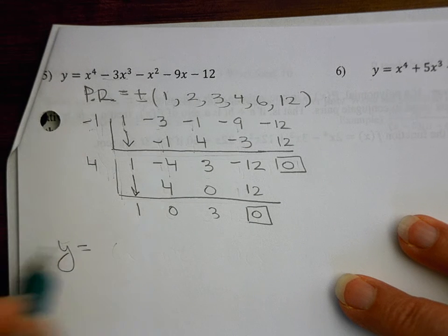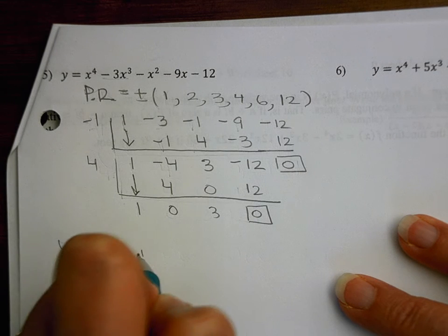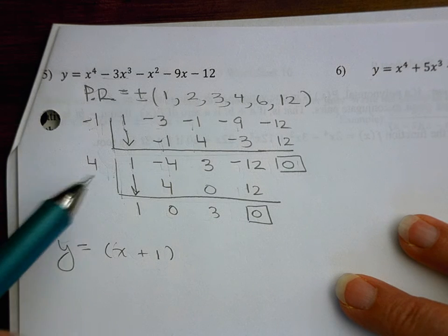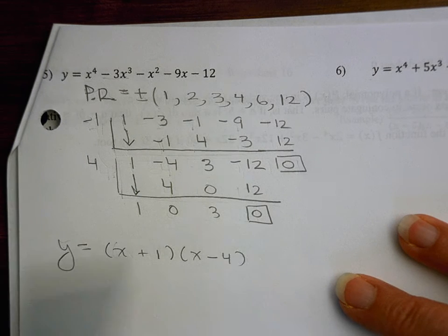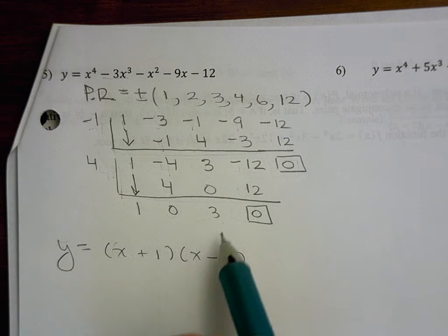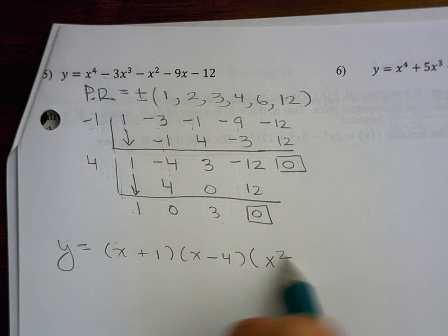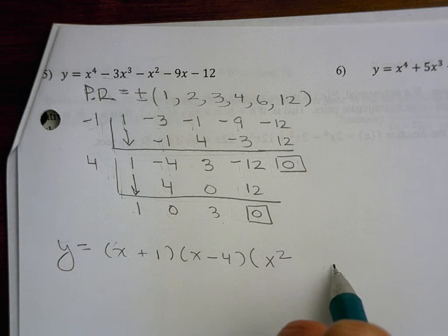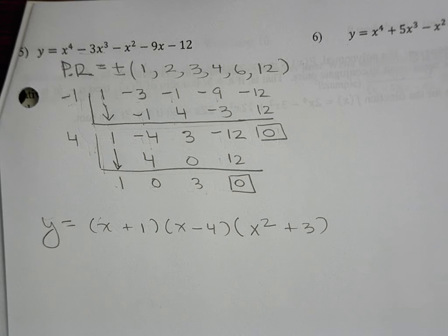So y equals, so my first 0 that worked was -1. So its factor would be x plus 1. My next root that worked was 4, and so its factor would be x minus 4. And then for my trinomial, so constant, x to the first, x squared, so 1x squared plus 0x, which I don't need to write, and then plus 3. And so this won't factor any further, so then I'm going to stop there.